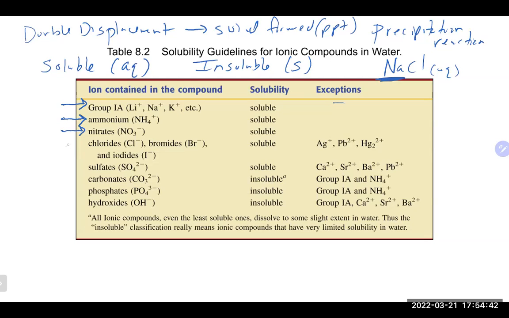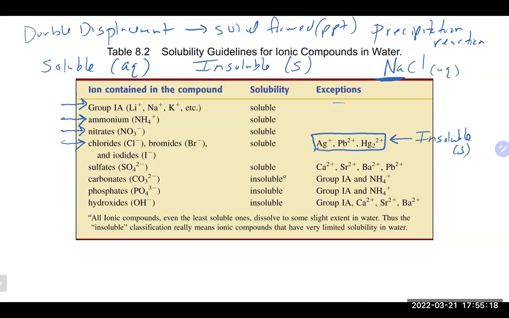Now, when we get to the halogens, our chlorides, our iodides, and our bromides, they are soluble in everything, but there are 3 exceptions. So normally these on the left are soluble, but the 3 exceptions would be the opposite of soluble, which means if you have one of these 3 with either chloride, bromide, or iodide, it would go from being soluble to being insoluble and would get a solid indication. If it's not one of those 3, then it would be soluble.